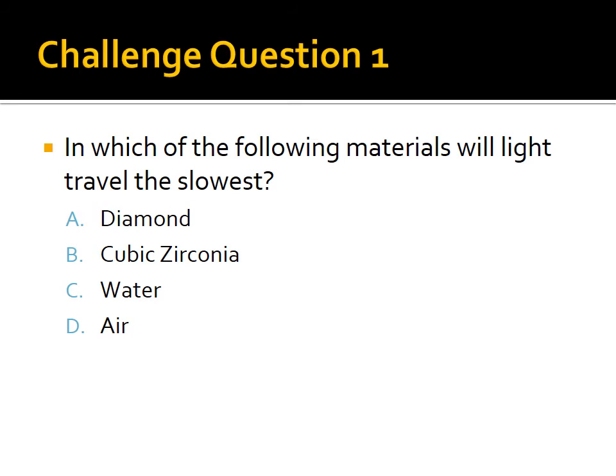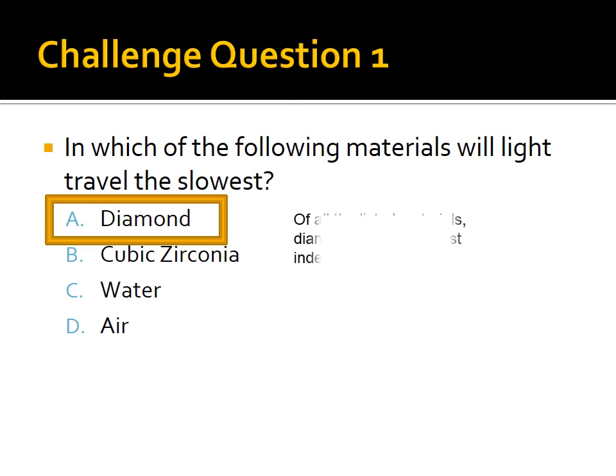Which of these materials will light travel the slowest? The more dense it is, the slower light will go, and the densest thing on here is diamond. That's the answer. It has the highest index of refraction, so it'll bend light more and slow down light the most.